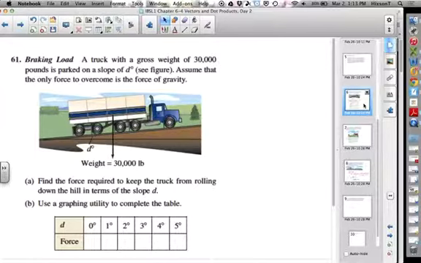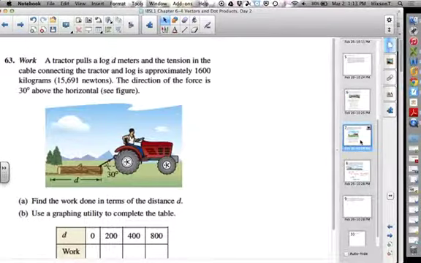The one that was, I will say, 63 was a little bit tricky, and I actually missed a detail the first time I looked at it because I used the 1600 kilograms, but that's not a force. That's a mass. And that's why they told us that it was 15,691 newtons.